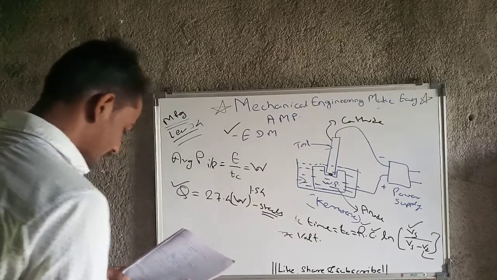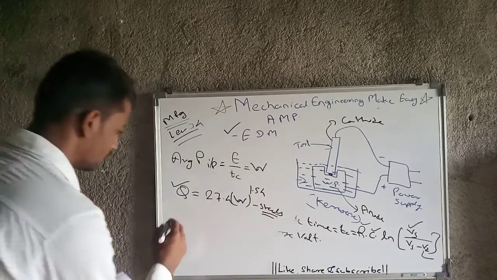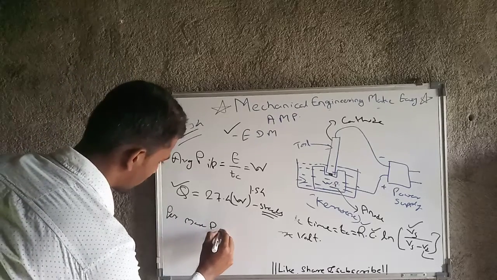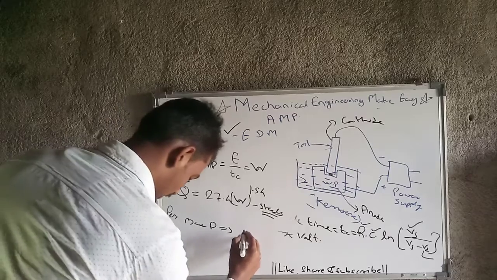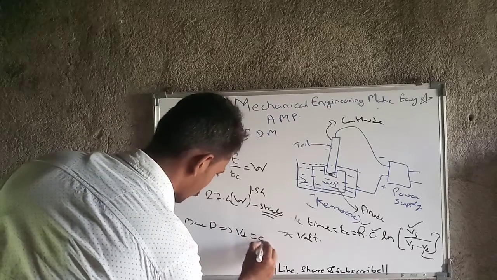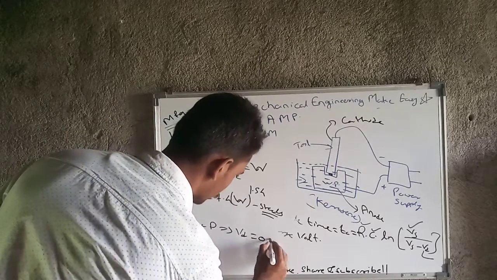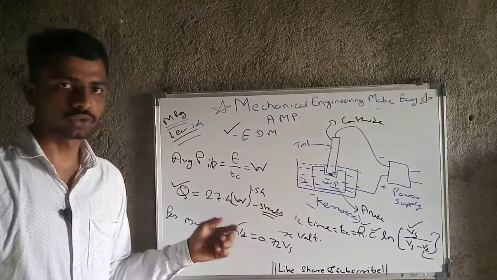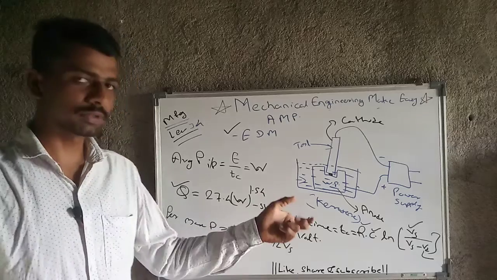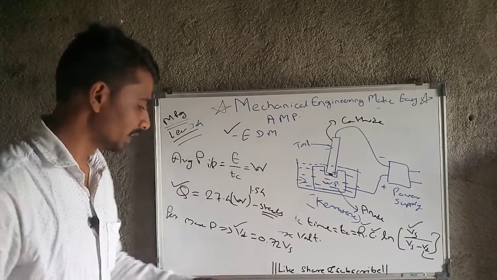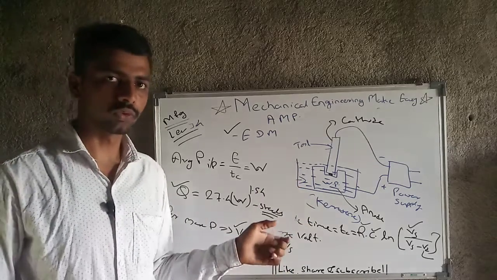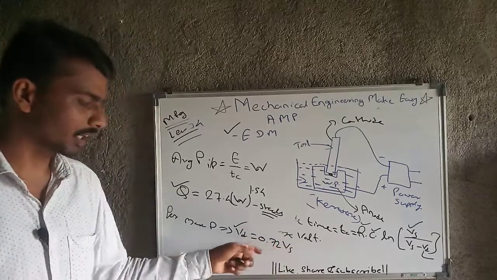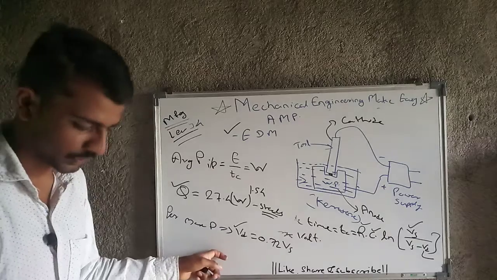Then we will move towards the next, that is for maximum power delivery. For maximum power delivery, the discharge voltage should equal 0.72 of the supply voltage. If we need to ensure that the maximum power delivery is taking place, then the discharge voltage should equal 72% of the supply voltage. This is the condition for maximum power delivery.